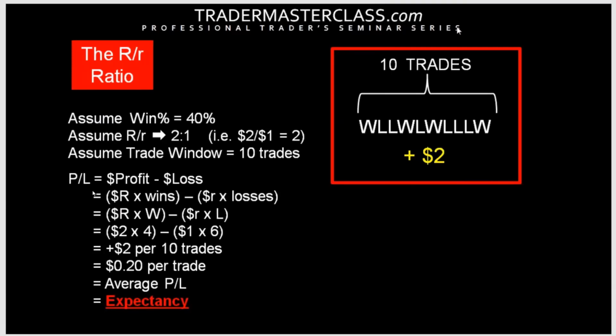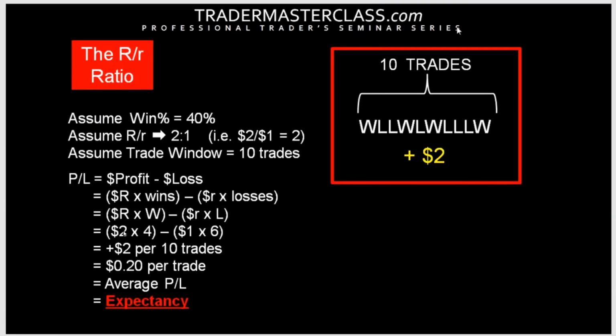So each time you win a certain amount, let's call it the reward R, and multiply by the number of wins. Each time you lose a certain amount, and let's say each time you win $2, each time you lose $1. You have a reward to risk ratio setup of 2 to 1. So wins, minus losses. This is the basic profit and loss formula. This is basic accountancy, standard stuff, not specific to trading.